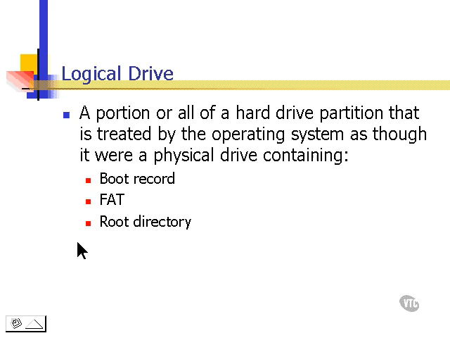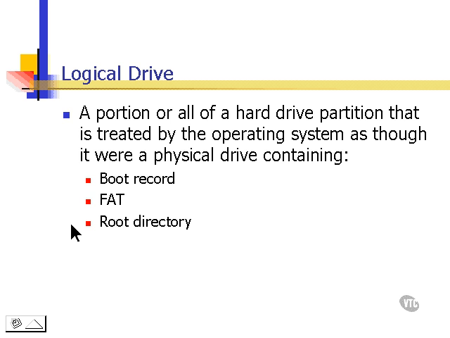Logical drives are a portion or all of a hard drive that is treated by the operating system as though it were a physical drive. And each logical drive contains a boot record, a file allocation table, and a root directory. Logical drives on a computer would be, for example, the C drive, the D drive, the E drive, the F drive, and so on.